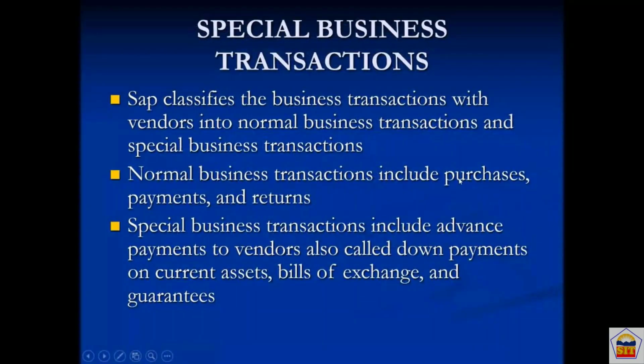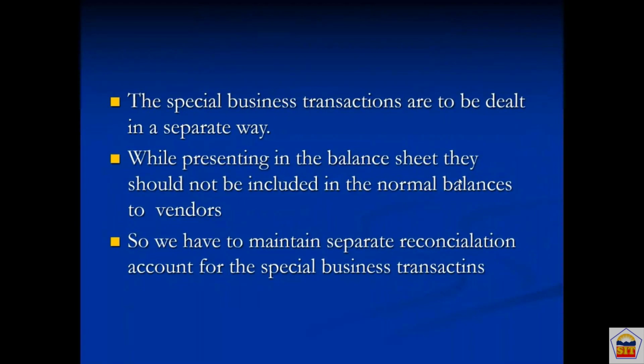It is saying that SAP classifies the business transaction with the vendor as normal and special. Normal, as I just shared with you, is purchase, payment, purchase return. Whereas special means advance payment to your vendor, or we also call it a down payment, bill of exchange, guarantee. Now it is saying that the special business transactions are to be dealt with in a separate way. What is the separate way? We'll be maintaining a separate GL on the opposite side, mostly on the asset side, and we call it advance payment to the vendor.